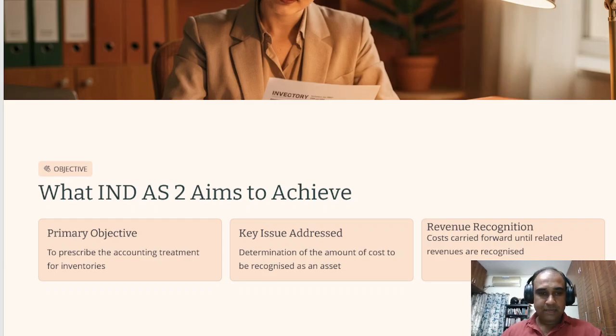So as I said, what is the objective of this standard? What is it trying to achieve? To prescribe the accounting treatment. So we will get to know the accounting treatment of inventories here. And the next major thing that will be addressed by this standard is the key issue: at what value the inventory has to be recognized. These are the two major things that will be discussed. And when revenue is recognized, or when a sale is recorded, what happens to the cost of the inventory, we are going to discuss in this standard.